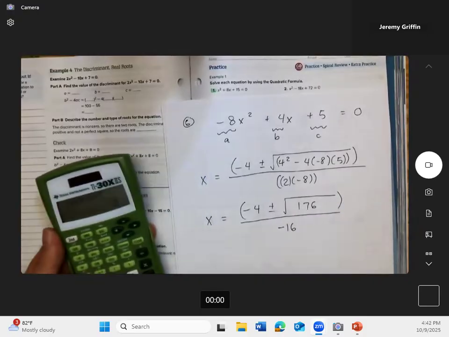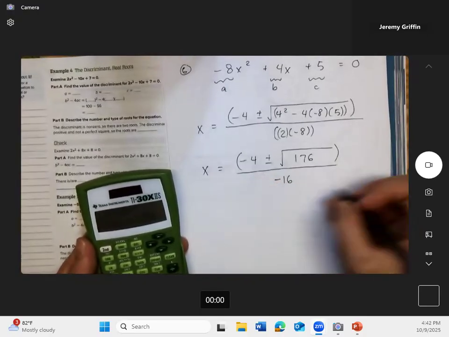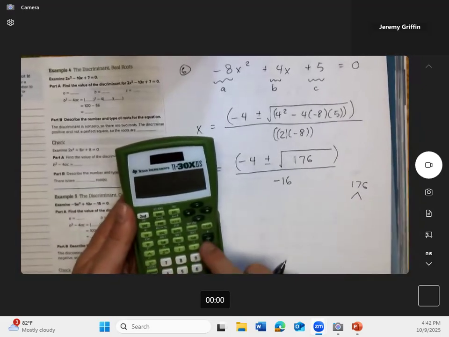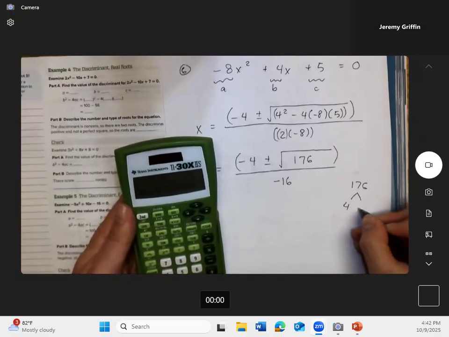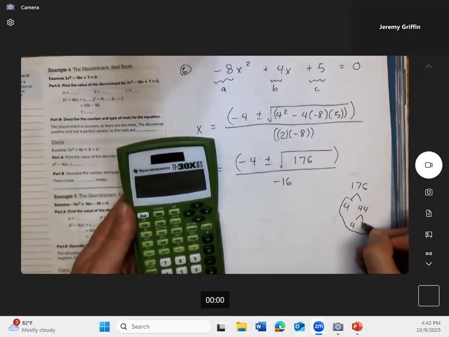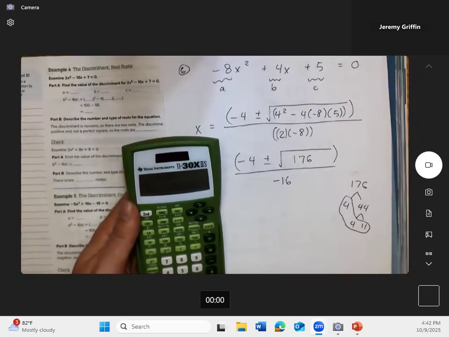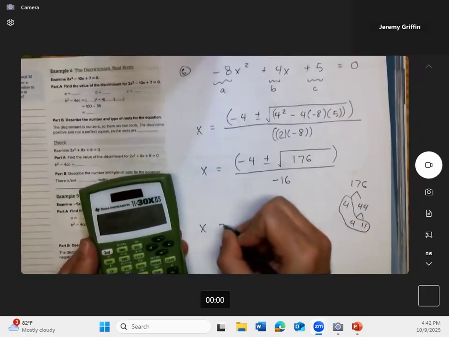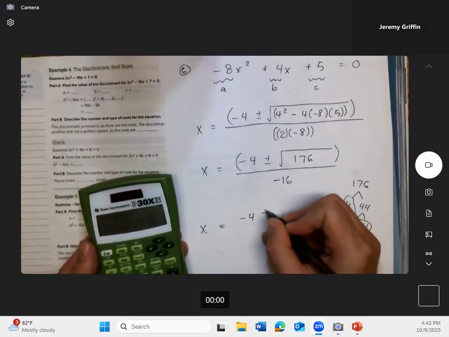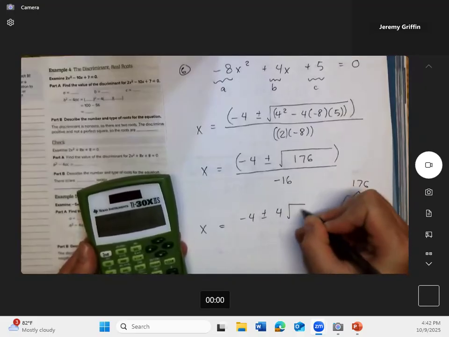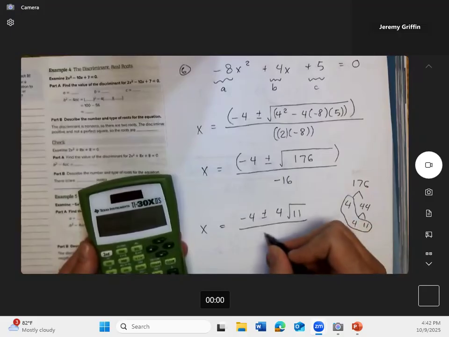It's all there, -16. Right, so let's see, what does 176 break down to? Let's do a little factor tree. 176 is 4 times 44, and 44 is 4 times 11. So 176 is the same thing as 4 times 4 times 11. Okay, so I got -4 plus or minus. Now 4 times 4 times 11, I can pull a 4 out of the square root of 11, all over -16.